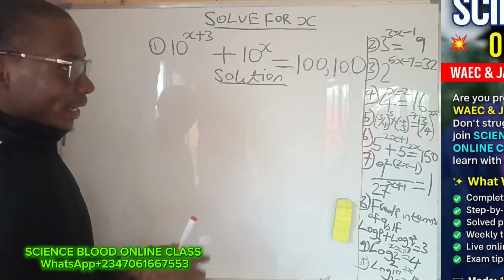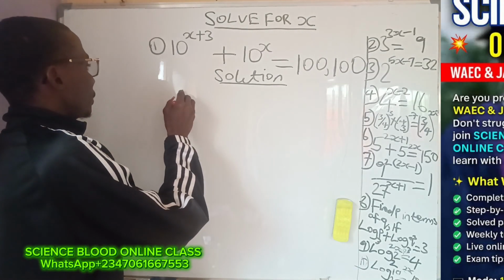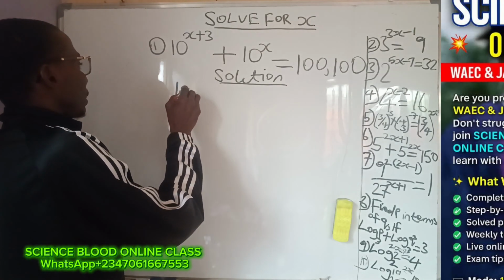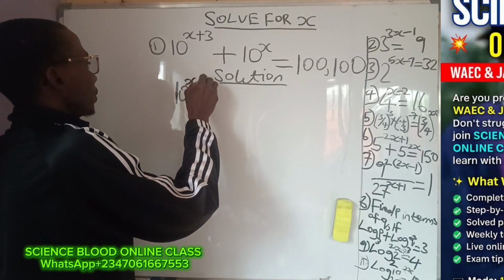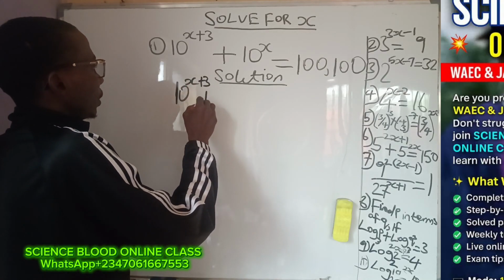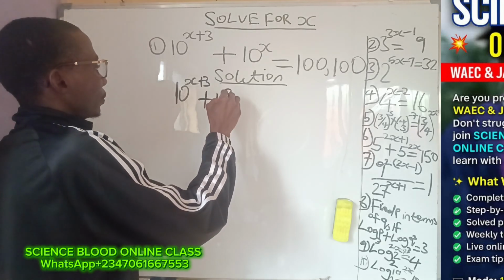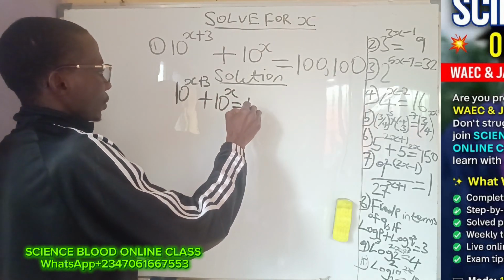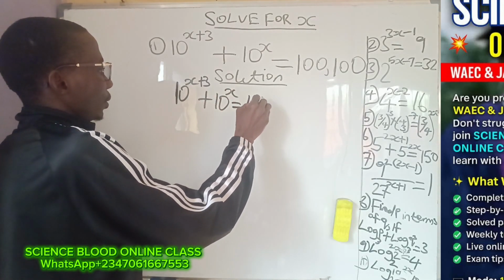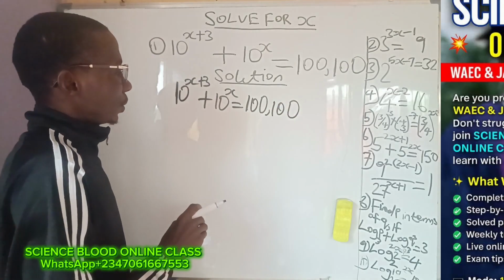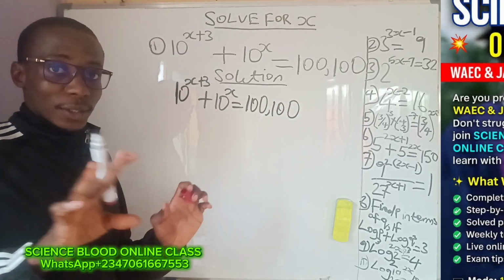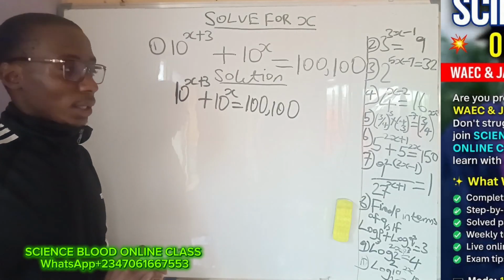Now, the first question says we should solve for x. We are having 10 to the power of x plus 3 plus 10 to the power of x is equal to 100,000. For a question like this, you don't need to waste time at all.